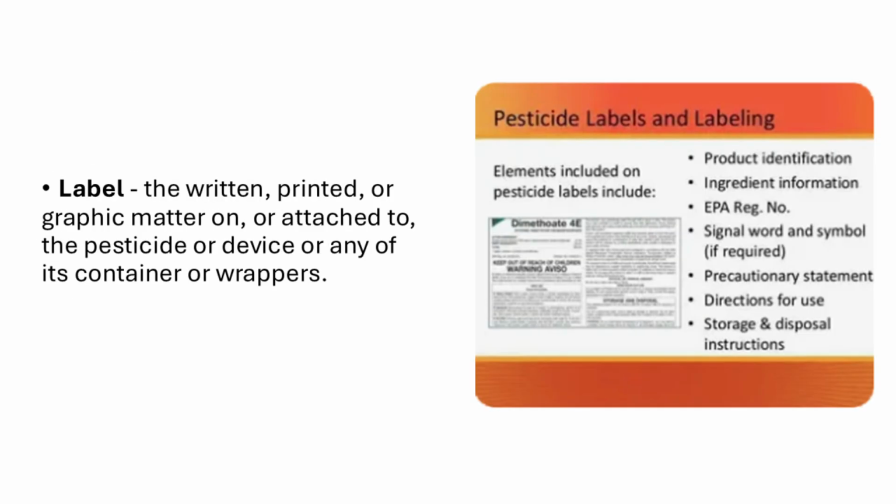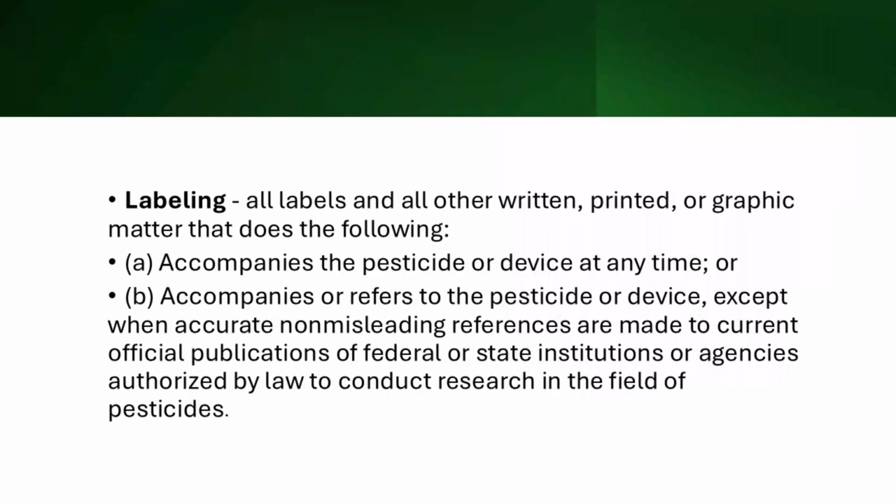Label. The written, printed, or graphic matter on, or attached to, the pesticide or device, or any of its container or wrappers. Labeling. All labels and other written, printed, or graphic matter that does the following: A, accompanies the pesticide or device at any time, or B, accompanies or refers to the pesticide or device, except when accurate, non-misleading references are made to current official publications of federal or state institutions or agencies authorized by law to conduct research in the field of pesticides.